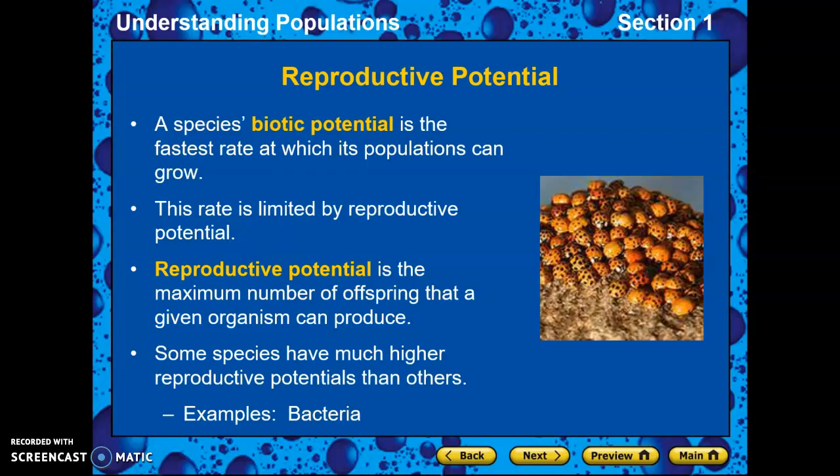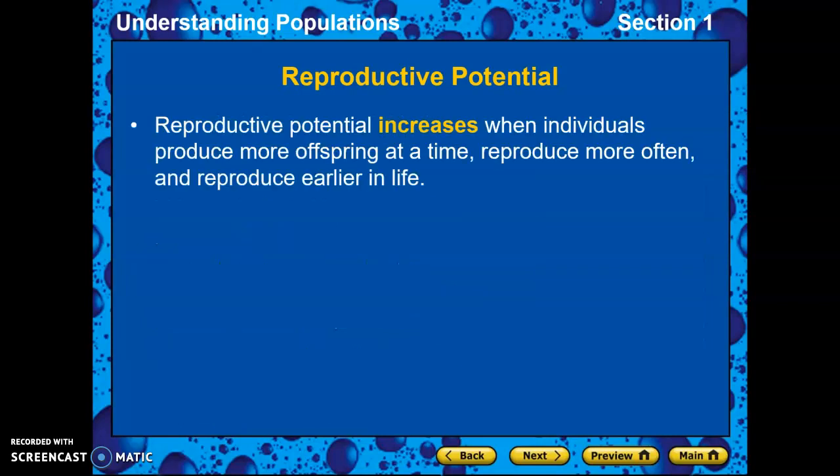Some species have a much higher reproductive potential than others. Bacteria can reproduce very, very quickly. Mice reproduce very quickly. Insects too. So there are things that can increase their reproductive potential much more quickly than others. When this reproductive potential increases, the individuals have more offspring at a time, or they reproduce more often, or they can reproduce earlier in life.